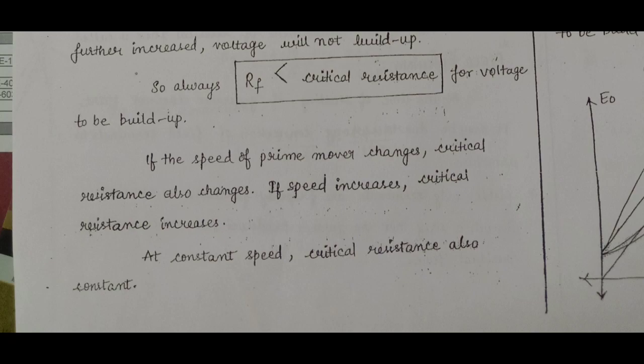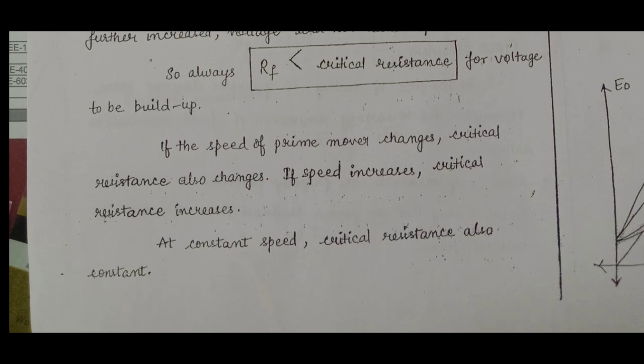If the speed of the prime mover changes, critical resistance also changes. If speed increases, critical resistance increases. At constant speed, critical resistance is also constant.